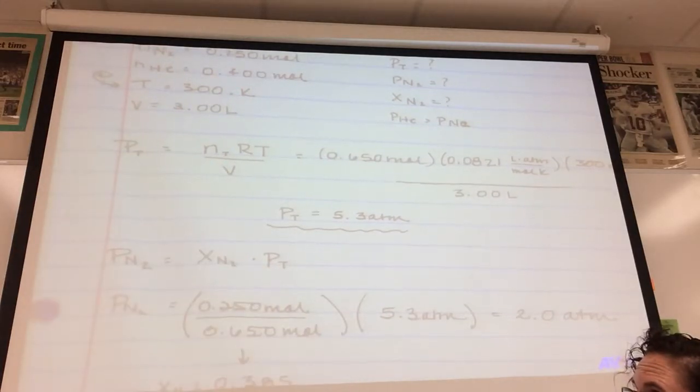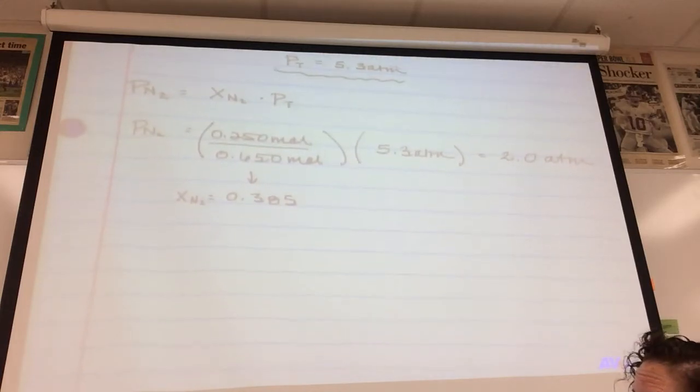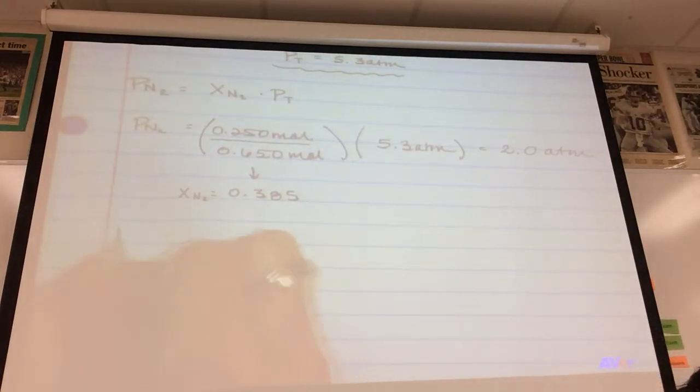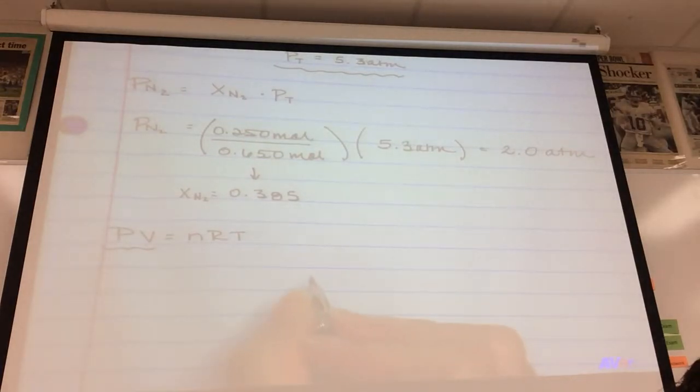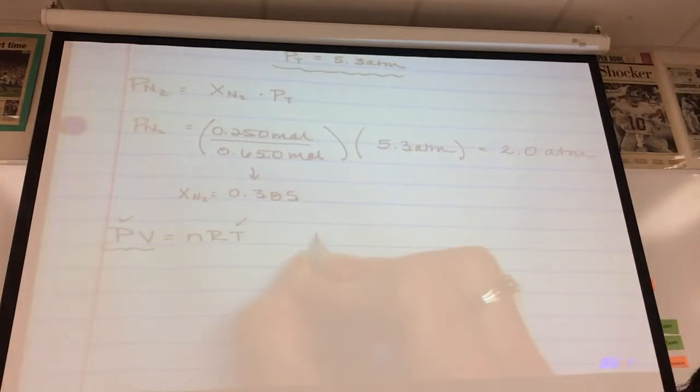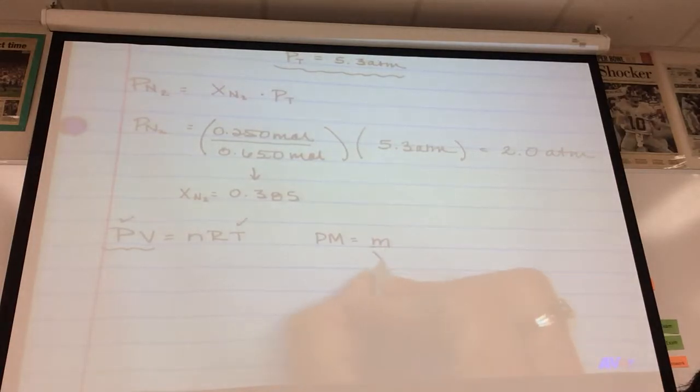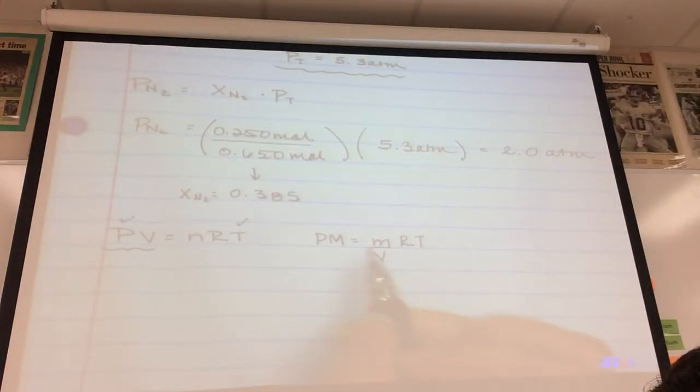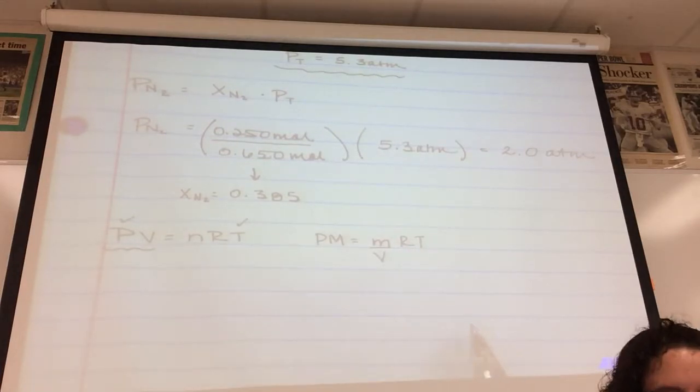Be very comfortable with your variables. You'll see a lot of this in your practice quiz. We know that pressure and volume are inversely related. We know pressure and temperature are directly related. We can throw molar mass into the mix as well. We know molar mass and temperature are going to be direct, pressure and temperature direct, etc. So be very comfortable with all of these variables.